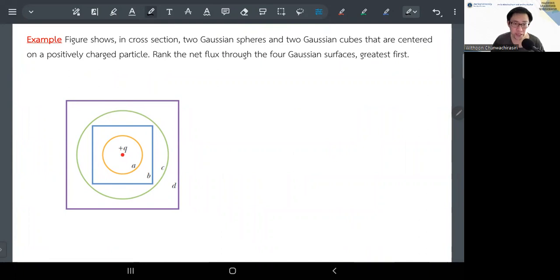A figure shows in cross section, so it means you have to think in three-dimensional space over here. You have two Gaussian spheres. When you see this adjective in front of some shape, like Gaussian this, Gaussian that, it just means you are building or visualizing a surface that is going to be used in the Gauss's law determination. That's why they call it a Gaussian sphere. The imaginary surface that you use to wrap the charge around is your Gaussian surface.